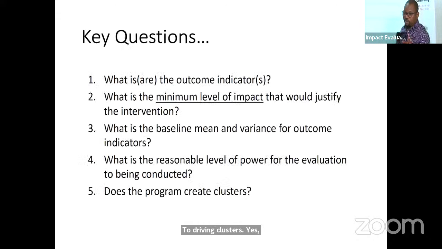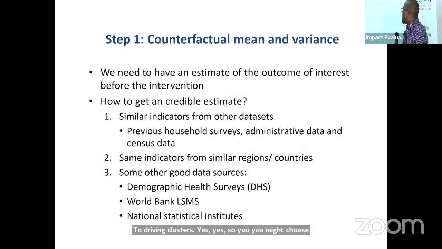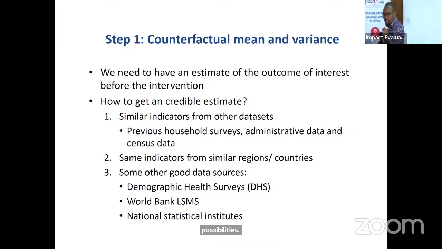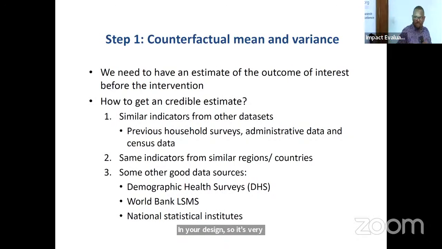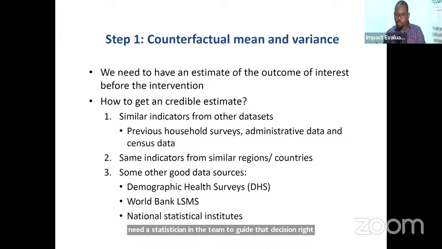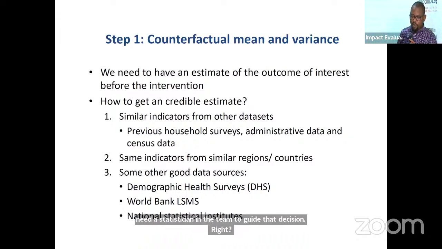And that requires careful thinking before. You don't want to be caught in the middle of the intervention and you realize, oh, we did terrible in sampling. Okay? So you might choose not to have clusters for several reasons. But you have to also take into consideration other possibilities. And what then would that mean? What are the effects of not having clusters? And what does it mean in your design? So it's very context specific. Are we together? But you need a statistician in the team to guide that decision, right? So it's documented and justified.